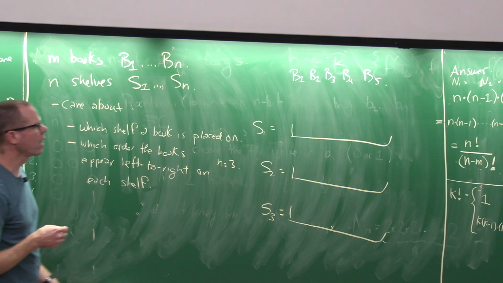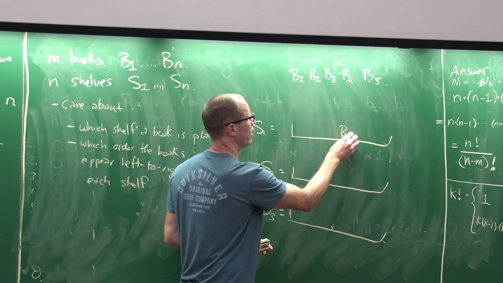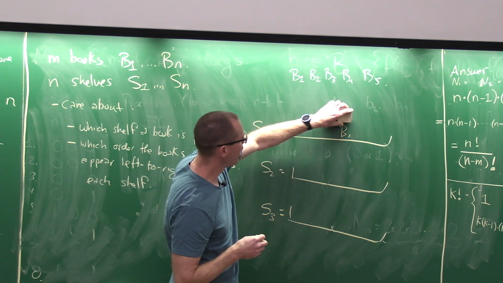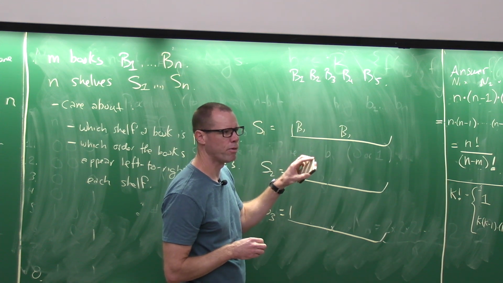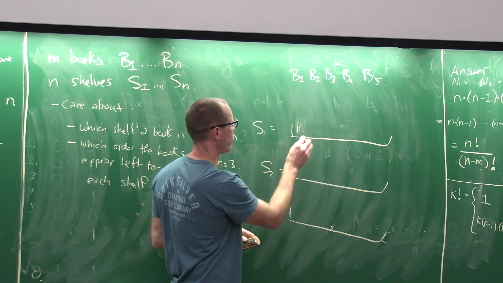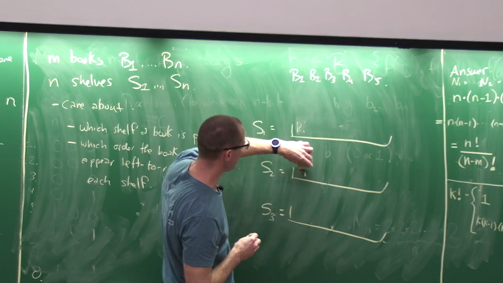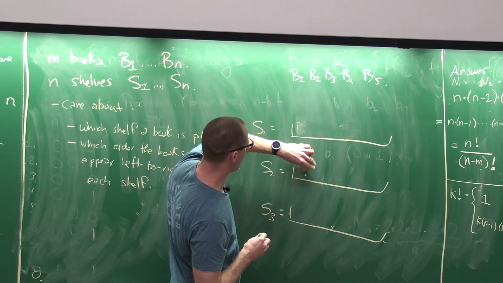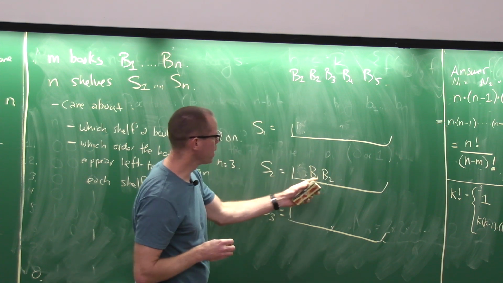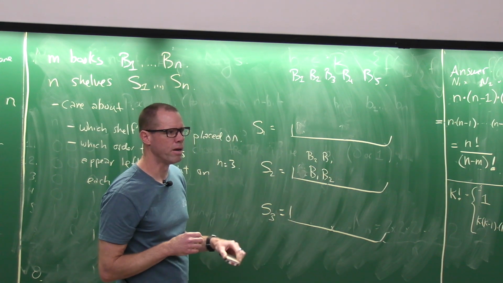Okay. I don't care exactly where the book is sitting on the shelf. Like, if you put B1 here, right in the middle, or you put it over here all the way on the left, that's not two different placements for me. I just care, it's different if you put B1 on shelf 1 or you put it on shelf 2. That really is a difference to me that I care about. And if you place more than one book on a shelf, then this B1, B2 is different than B2, B1. I call that a different placement.